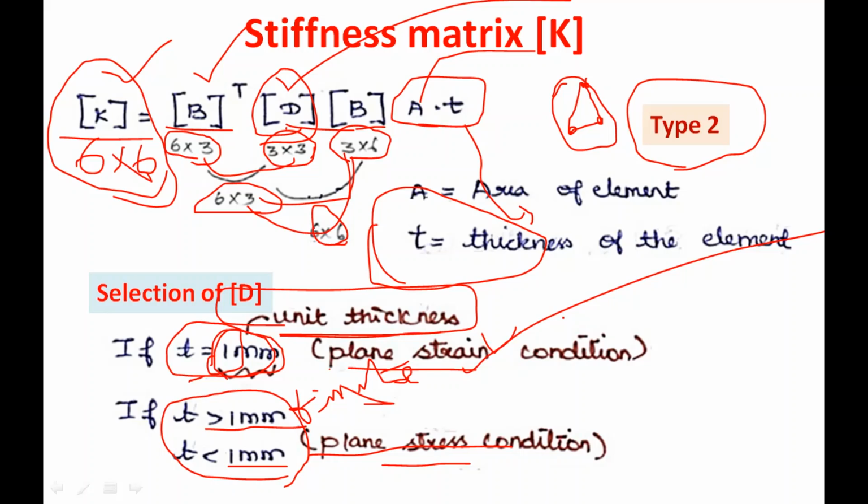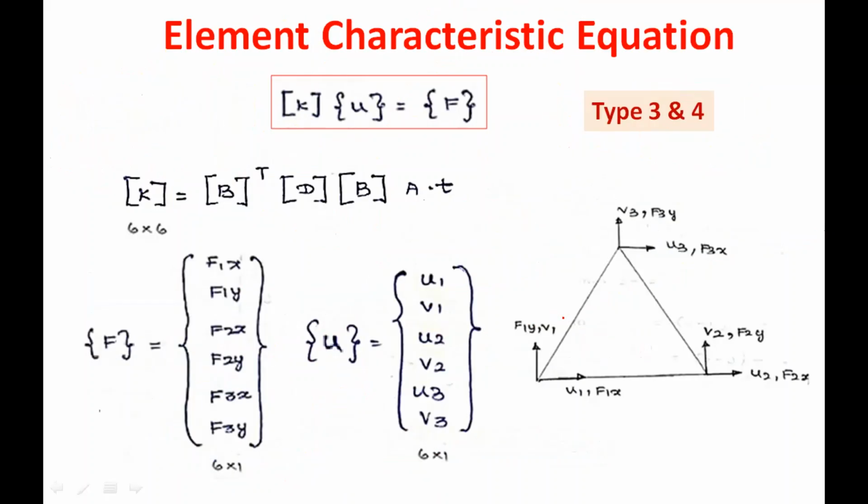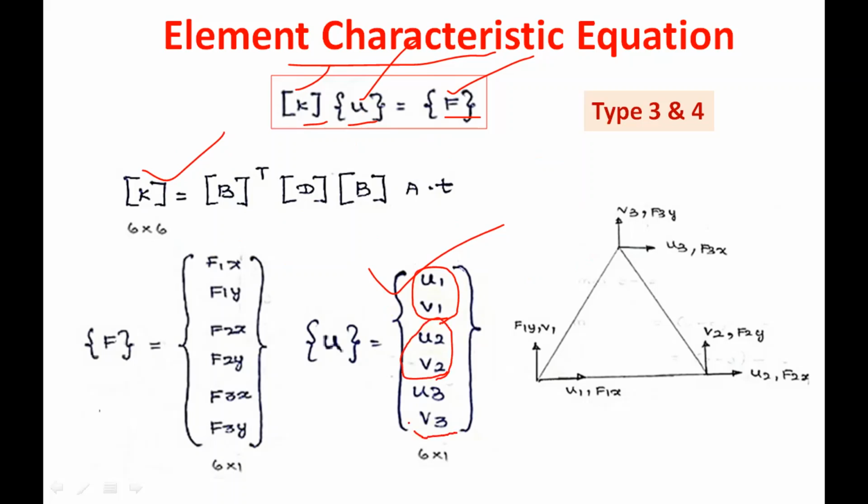Now we know the stiffness matrix, so straight away we can define the element characteristic equation in this way. K multiplied by U is equal to force, right? K is the element stiffness matrix, U is the nodal displacement matrix and F is the nodal force matrix. Now we know what K is and what U is also. U we already defined. U is U1 V1 degrees of freedom for node 1, U2 V2 for node 2, U3 V3 for node 3, like that.